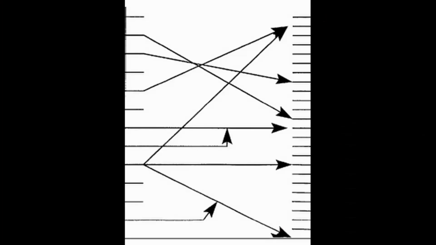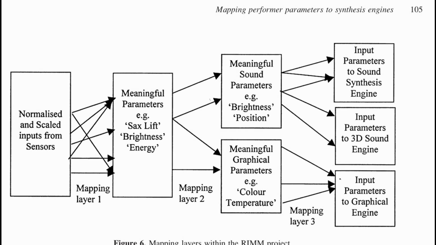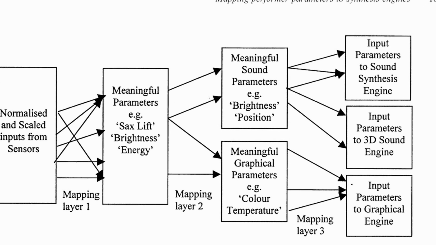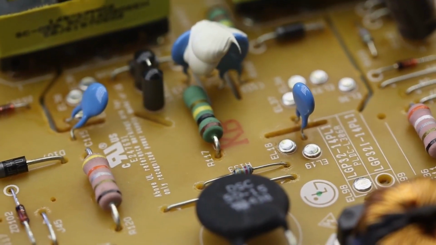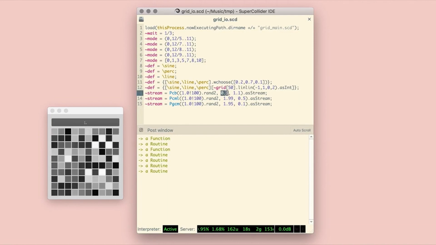The last piece of the DMI puzzle is the mapping layer. The mapping layer creates meaningful connections between the input device and the synthesis device, and it's either implemented in a circuit board or in software. Let's take a look at one digital musical instrument to illustrate these concepts.